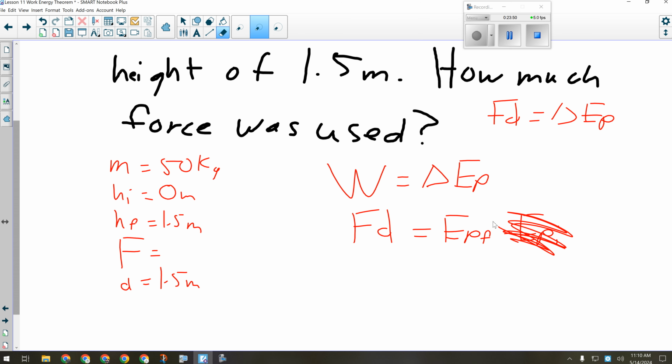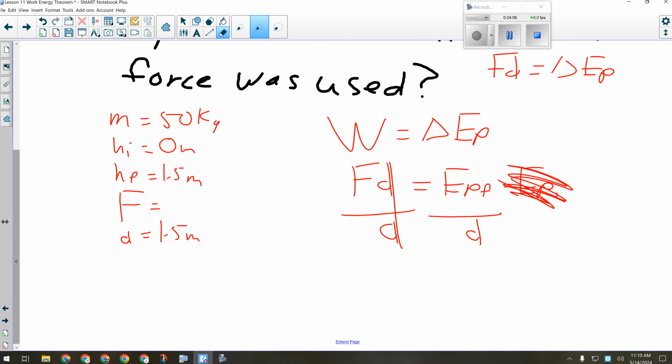Now I'm looking for force. What do I have to do with D? Yeah, just divide it over to the other side. It's just algebra now. Divide both sides by D. So force is going to equal the final potential energy divided by D. That means M times G times H final, that's my formula for potential energy, divided by the distance. Now, here's the math trick. You don't have to do this, but if you recognize that you can, do it. This number and this number, are they the same? Then they cancel.